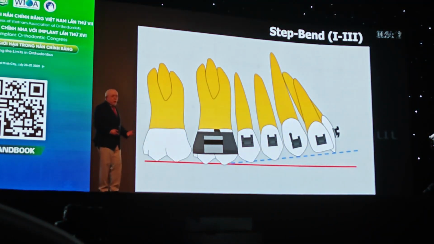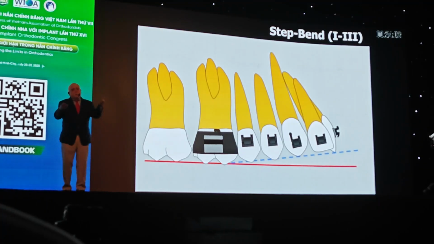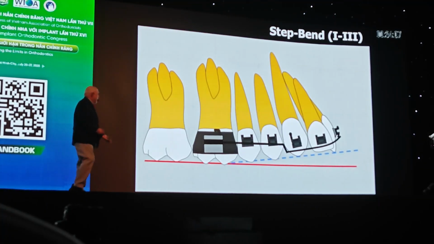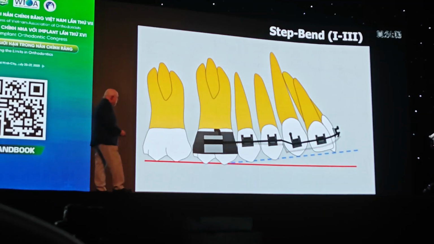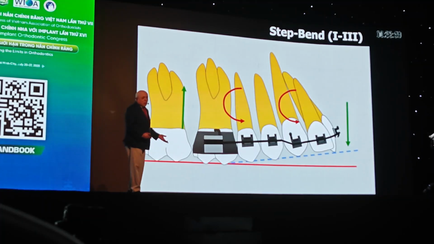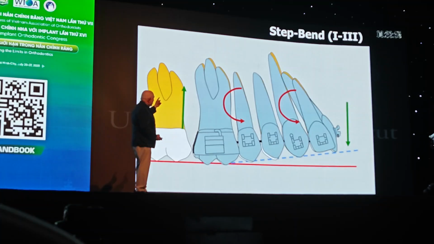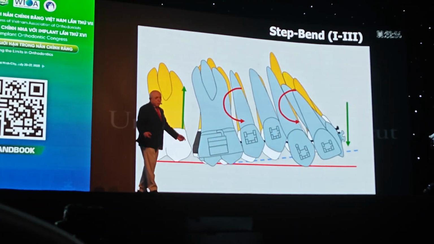Very quickly showing you, if I use step bends, everybody thinks, oh, if I put a step bend, upper teeth are going to extrude. Well, that's maybe true, but you're going to have side effects. Force system is okay, moments are not. So net result is, if you don't have a TAD in the posterior region, you're going to have a problem.